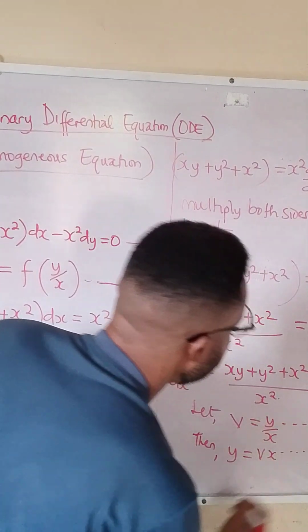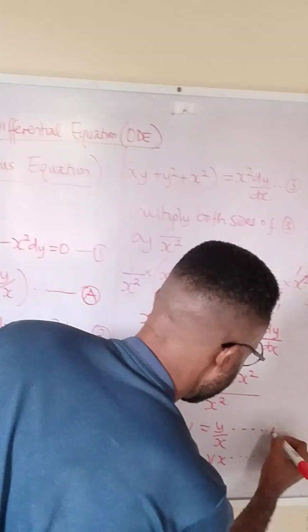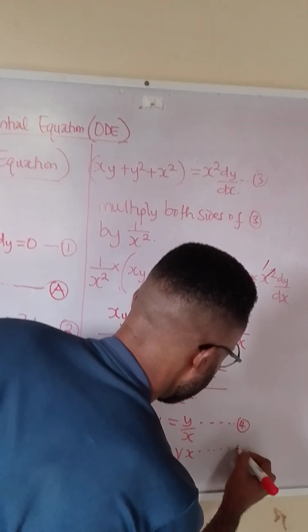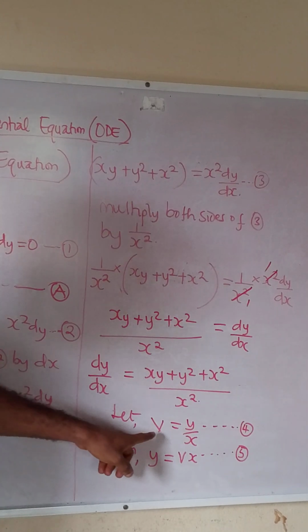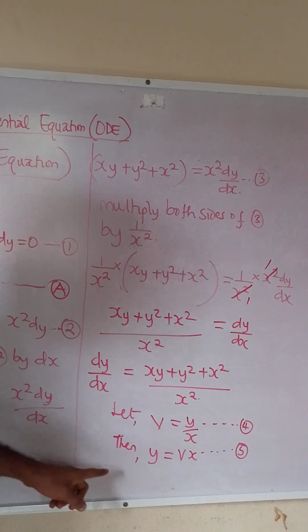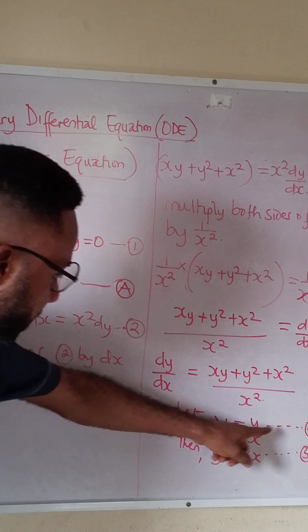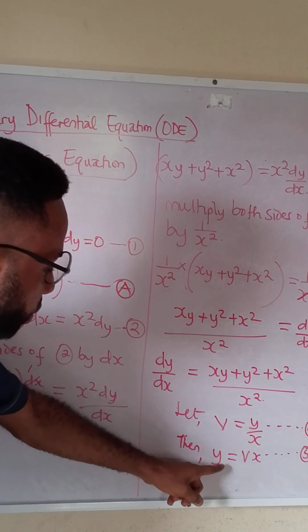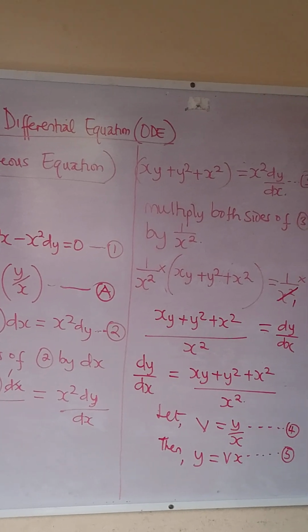These two equations are very important. We can call this equation 4 and call this equation 5. These equations are very important. If we say let v equal to y over x, we are getting it from this point, and then y, because when we cross multiply and make y subject of the formula from equation 4, we'll have that our y will be equal to vx. So we've achieved that.